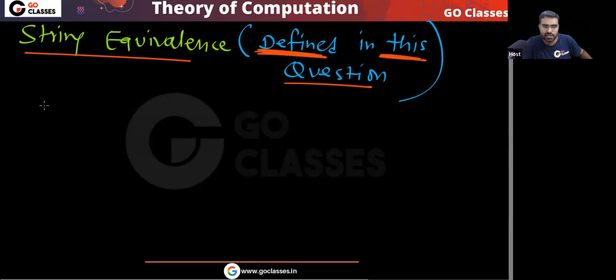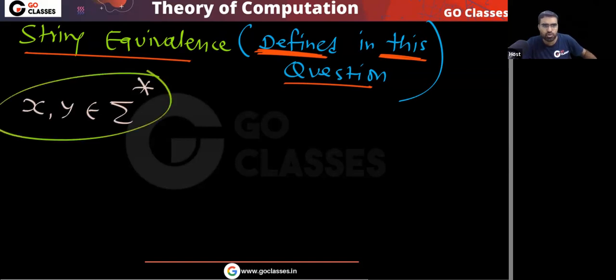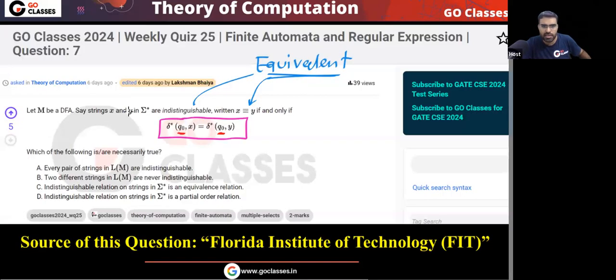The question is saying that you have X comma Y. These are strings, and they can be any string, right? They are strings in sigma star, so they can be any string.